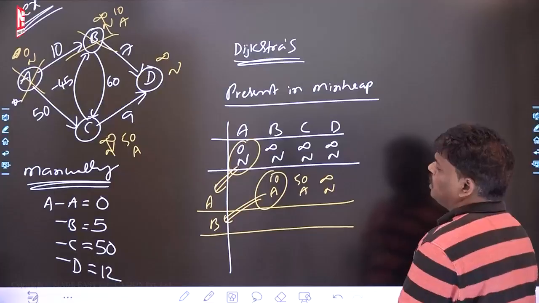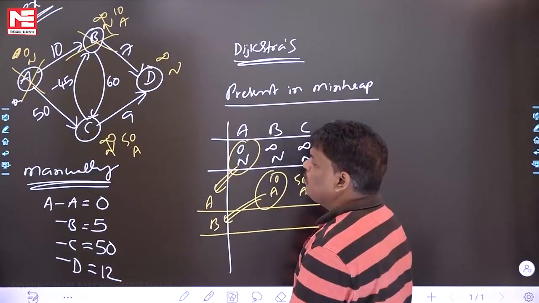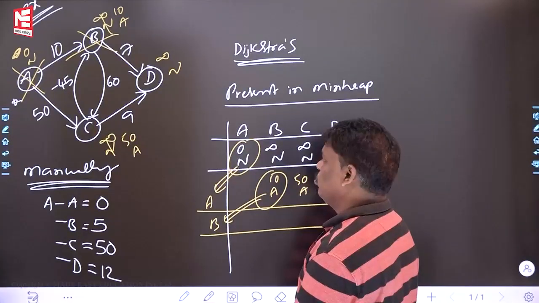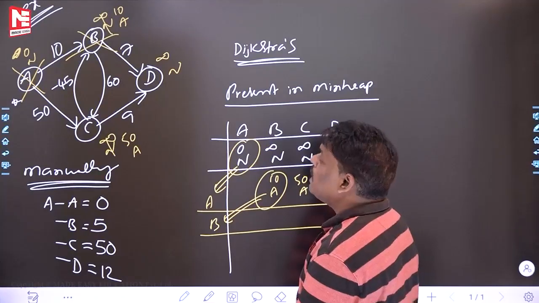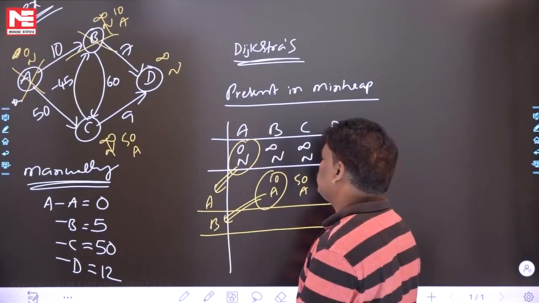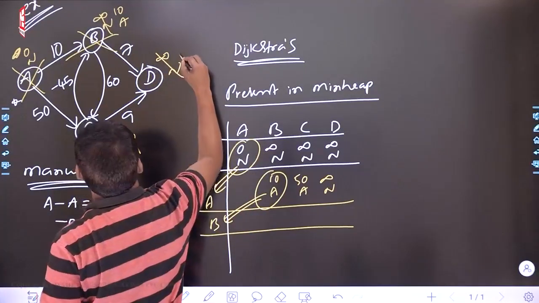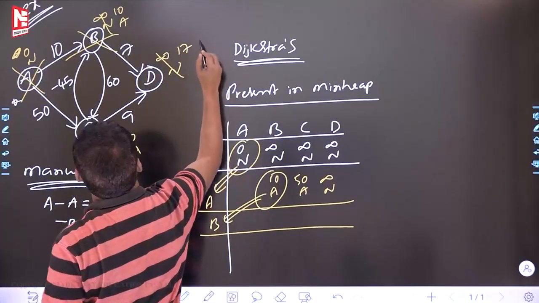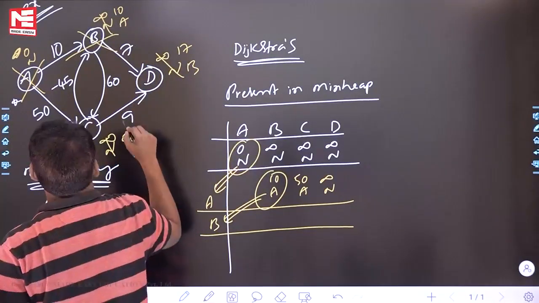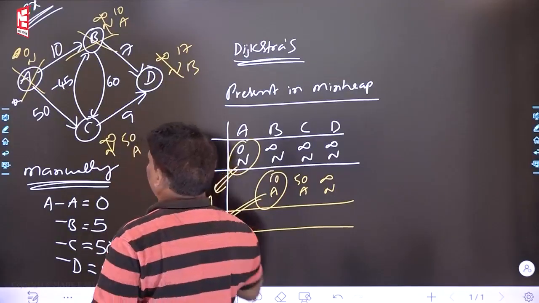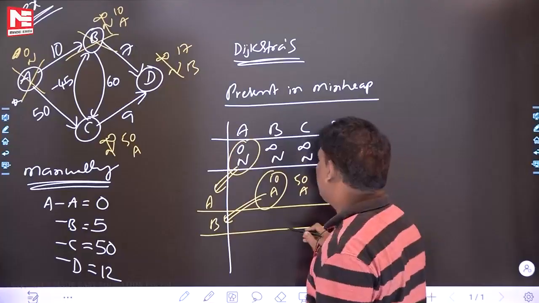As soon as B came out, what will he do? B will find all of B's adjacent vertices. Can you see who they are? B's adjacent vertices are C and D. Let's do the decrease key operation there. What is the answer? B is already 10. 10 plus 7, 17, from B. One more: B is already 10, 10 plus 60, 70. But 50 is better, so no change. At two places I did the decrease key operation: one changed, one not changed. It's okay.